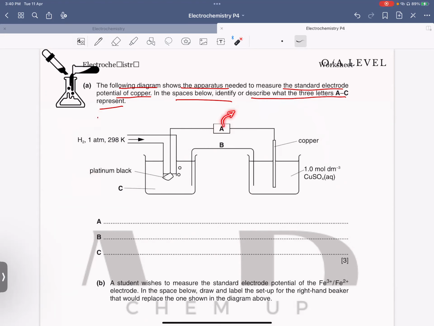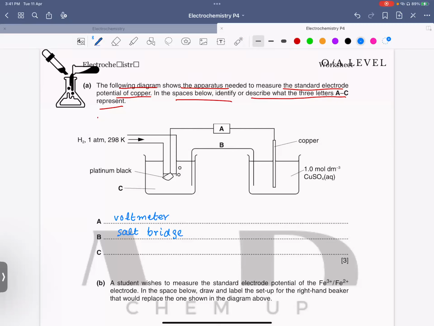So this A is always a voltmeter. Okay. So in every diagram like this, there is a voltmeter. B is the salt bridge. And if sometimes the examiner asks you what a salt bridge is, there are two purposes of the salt bridge. One is to complete the circuit, and the second is to maintain the ionic balance on both the sides.